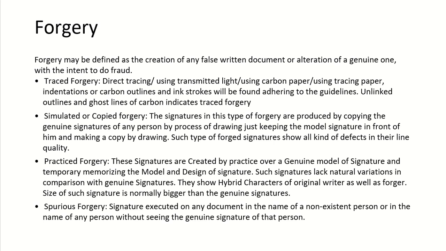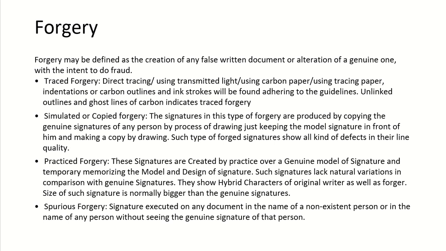Forgery is the creation of false documents with the intent to do fraud. Forgery is of various types. First is traced forgery, in which there can be direct tracing using transmitted light, carbon paper, tracing paper, indentation, etc. Carbon outlines and ink strokes will be found adhering to the guidelines. Unlinked lines and ghost lines are the indications of traced forgery.